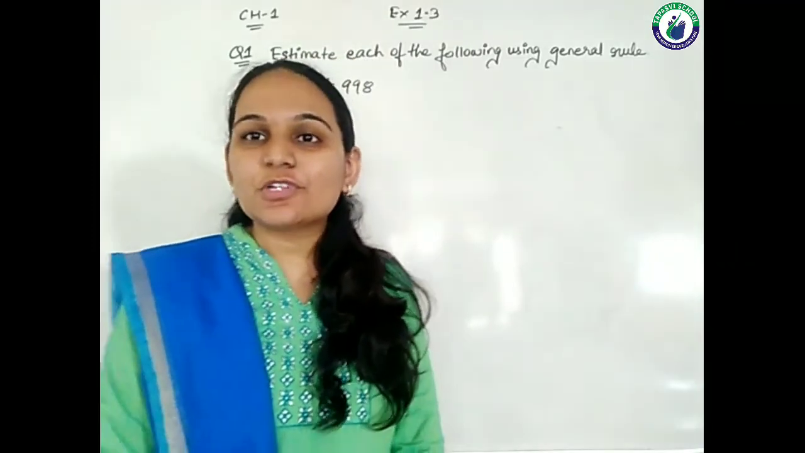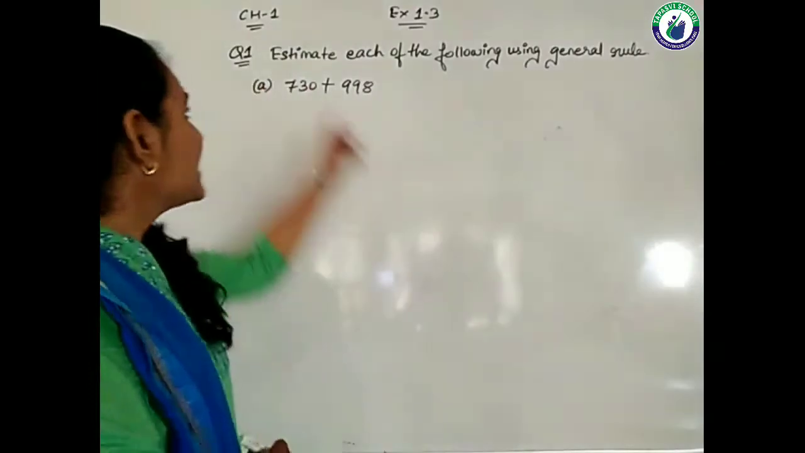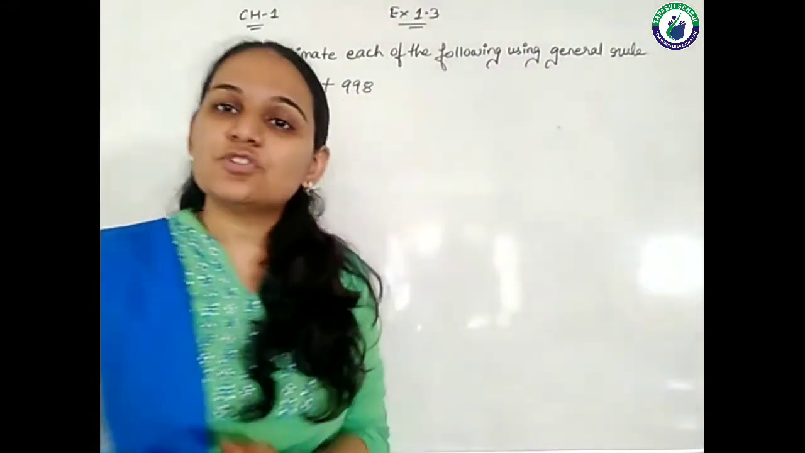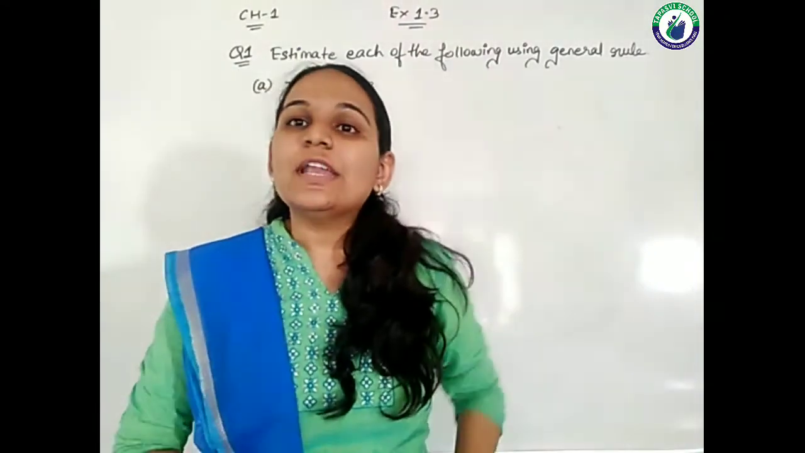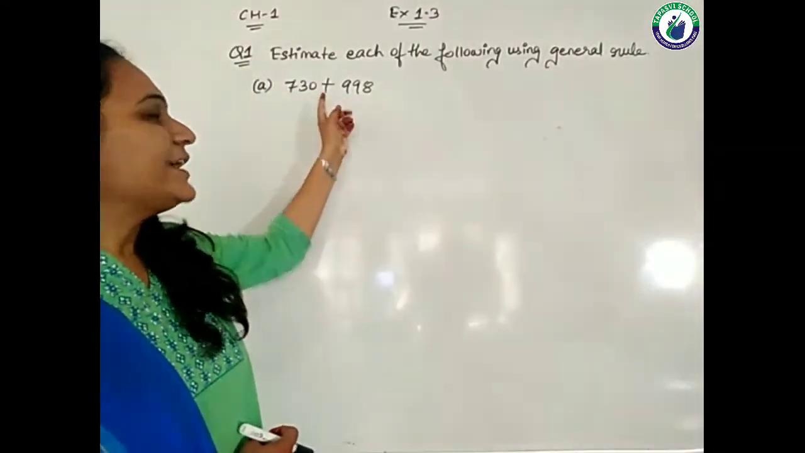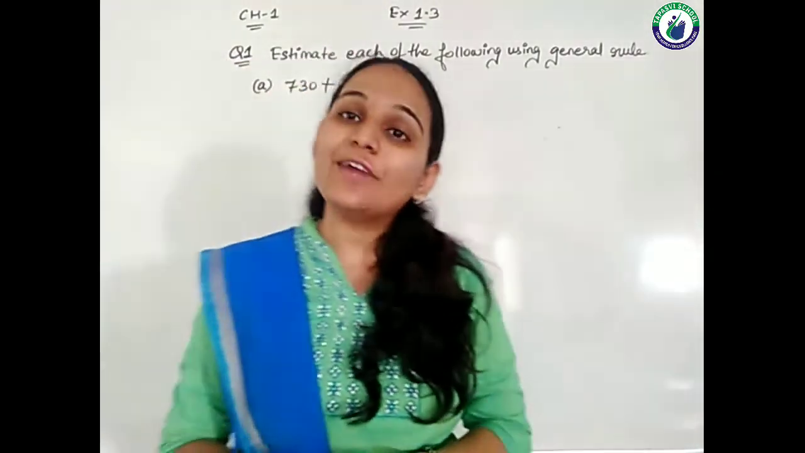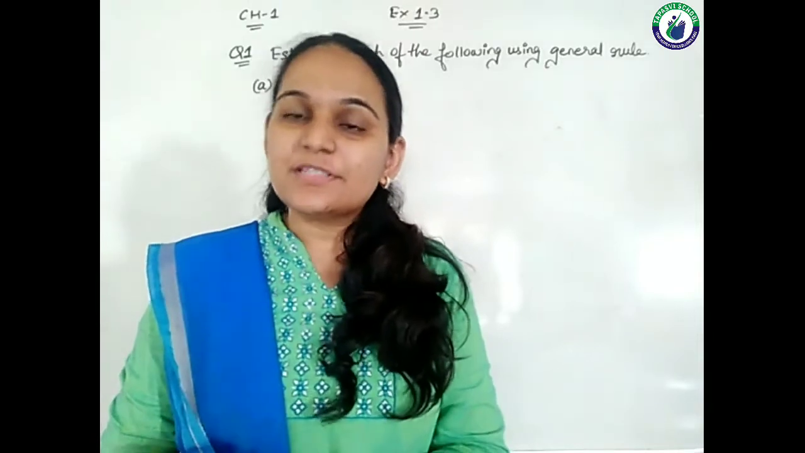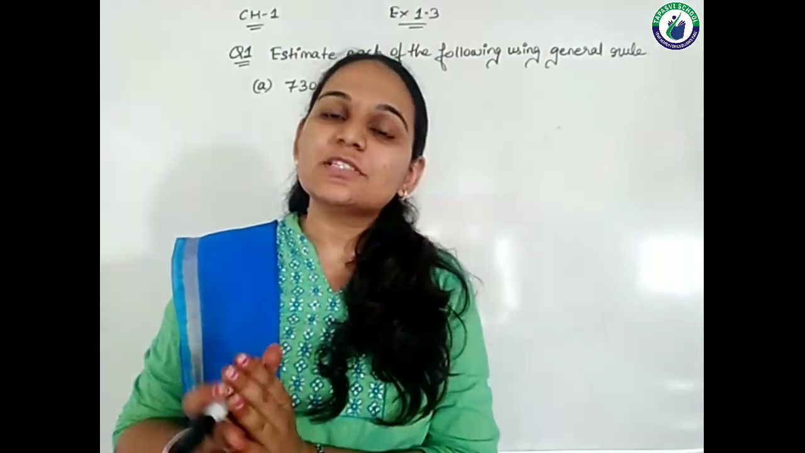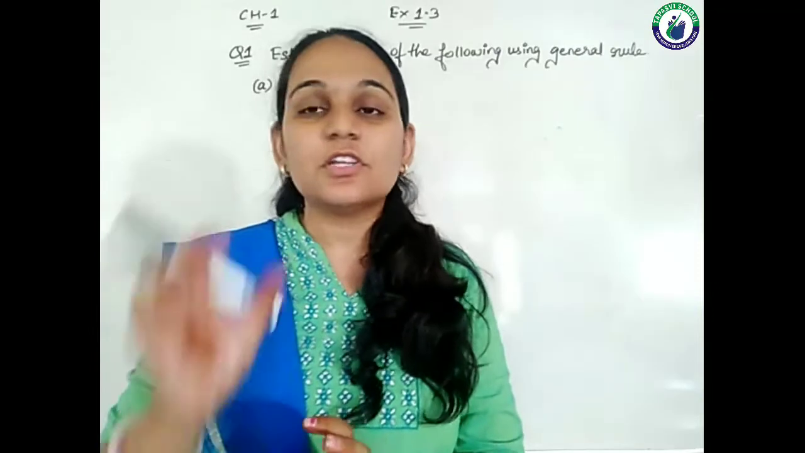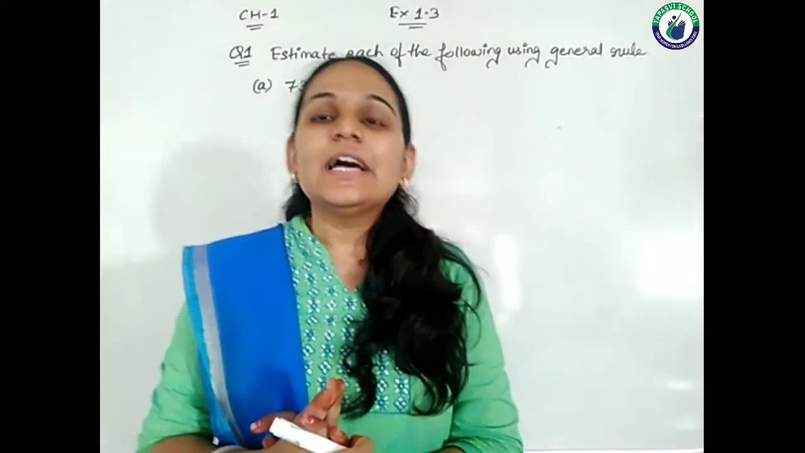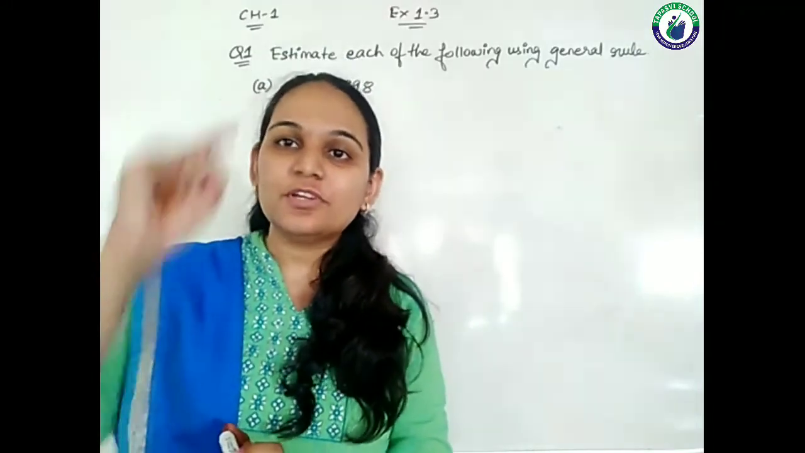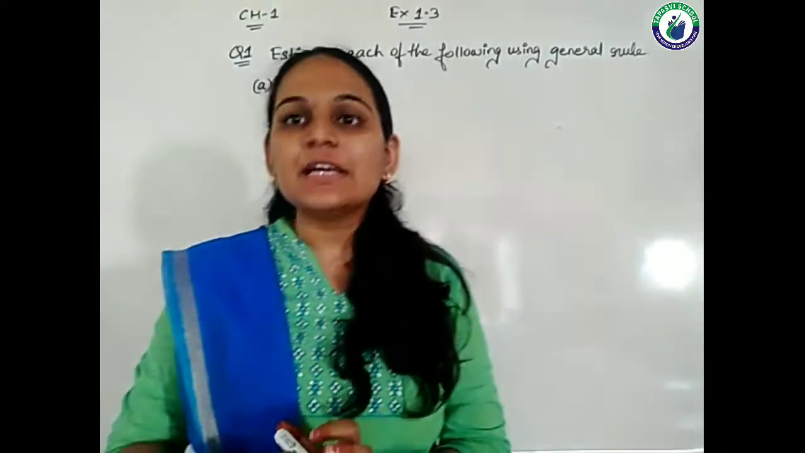So let's start with question number 1. The first question is, estimate each of the following using the general rule. Now see the question first. It is of addition. Now what is the general rule of addition and subtraction? See all the numbers, and out of all the numbers, the number which is the smallest one, you just see the highest place value of that smallest number and round the remaining numbers accordingly.